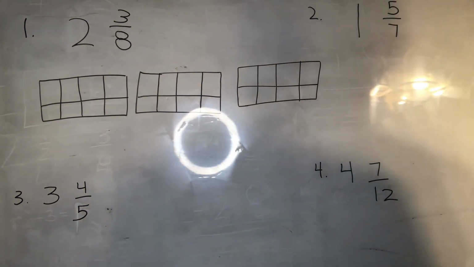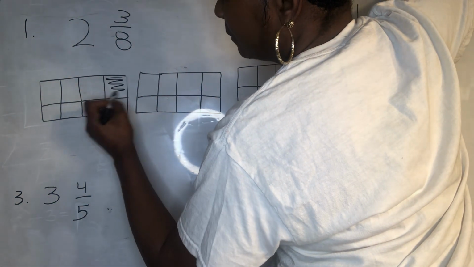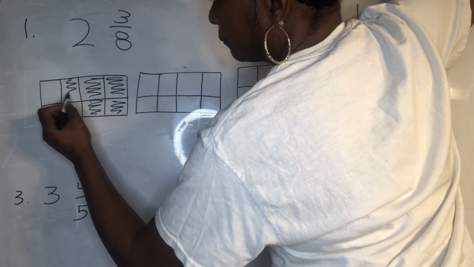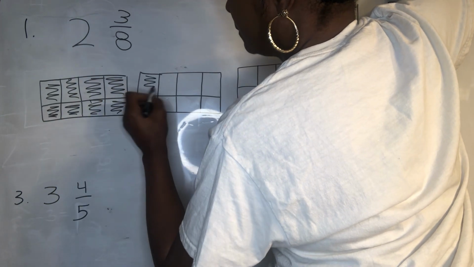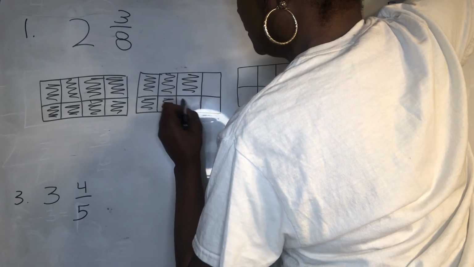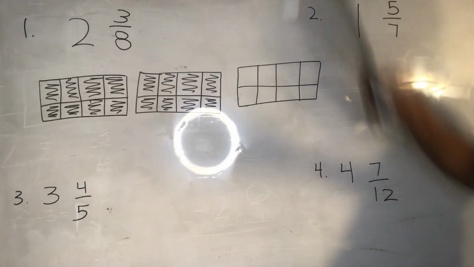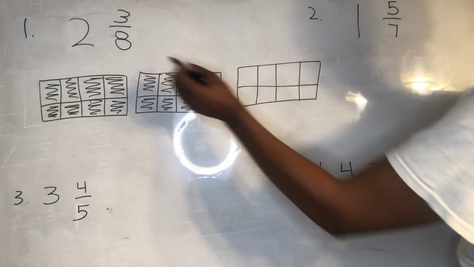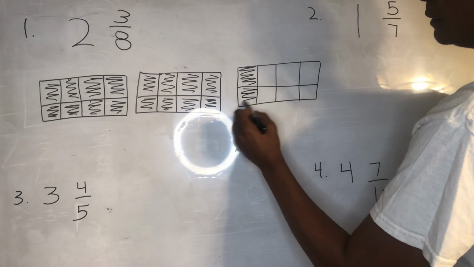So, in order to represent our whole, remember, they need to be all shaded in. So this is our first whole, and this would be our second. And this is going to represent the number 2 in our mixed number, 2 whole pieces. And this one here is going to represent our fraction. So we have a total of 8, that's what that means, but we only have 3 of those shaded.